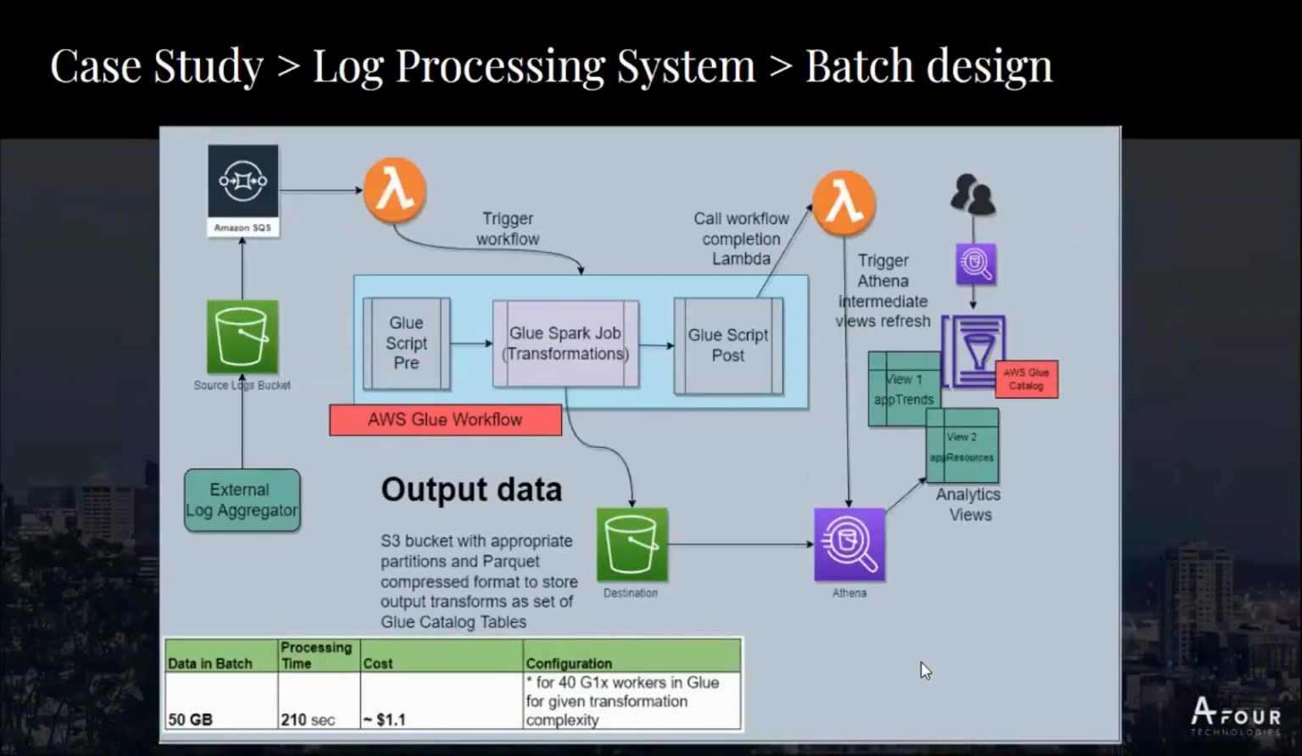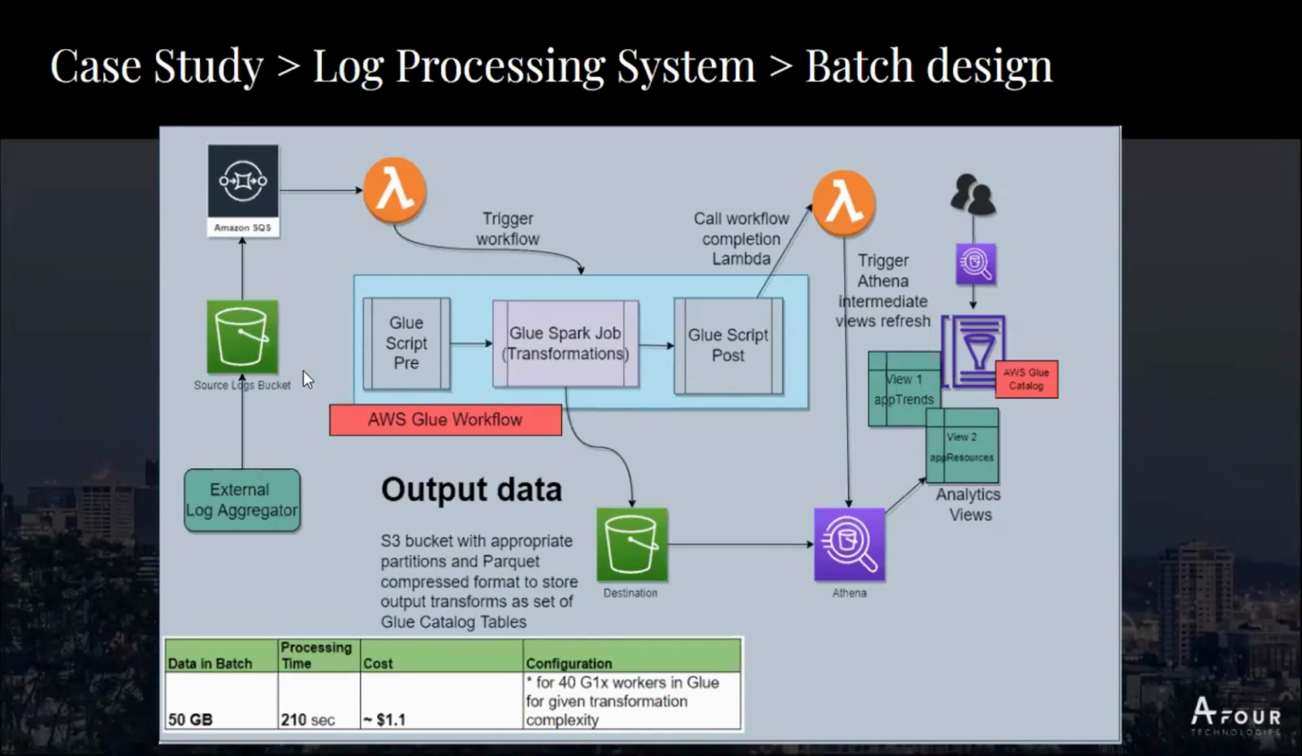Now, for the second use case of batch design, we have an external log aggregator service, which is doing nothing but collecting the log files from various systems and doing a periodic dump, let's say after 2 or 3 hours. But the size of the data that is dumped is quite large. Let's say 50, 100 to 500 GB of data being dumped in a single dump in 1 or 2 hours, right? So this is the source S3 bucket where the data is dumped.